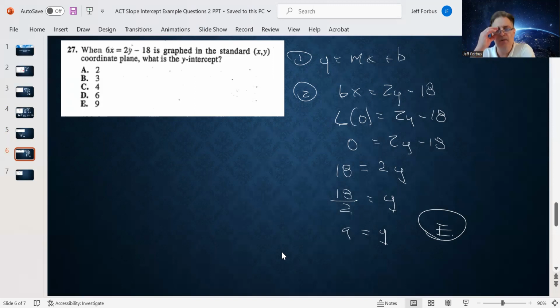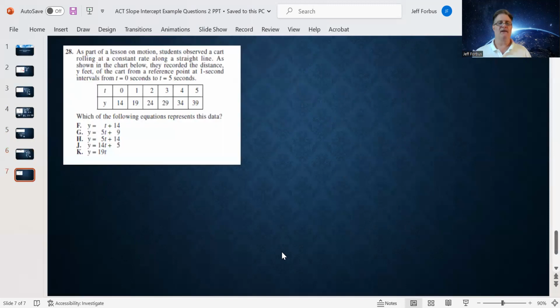So, okay. Last question. Oh, they give us an interesting table. And it says, as part of a lesson on motion, students observed a cart rolling at a constant rate along a straight line. So constant rate is implying a linear line. As shown in the chart below, they recorded the distance, y feet, of the cart from a reference point at 1 second intervals from t equals 0 to t equals 5 seconds. Which of the following equations represents the data?